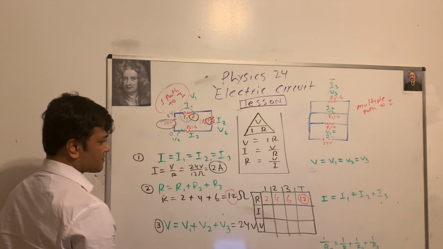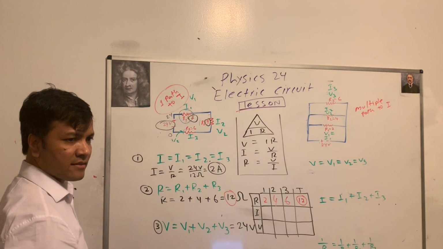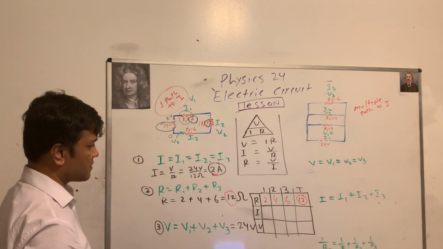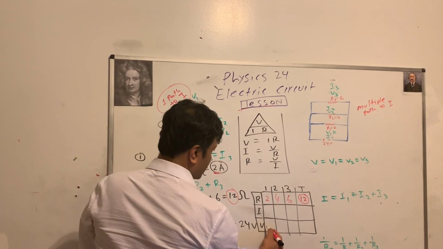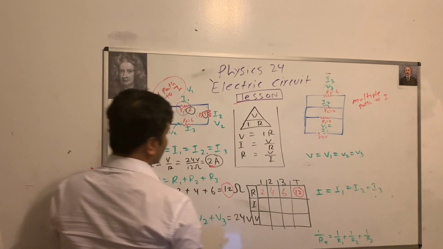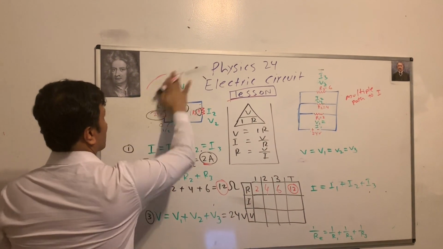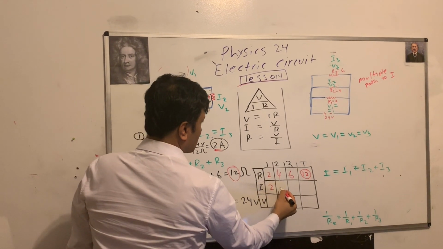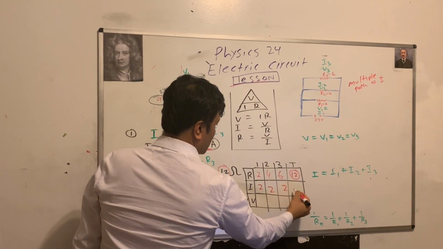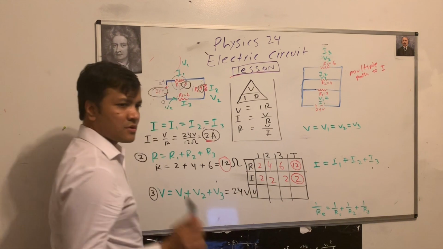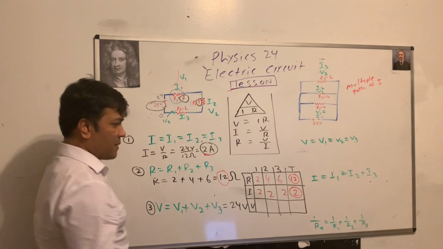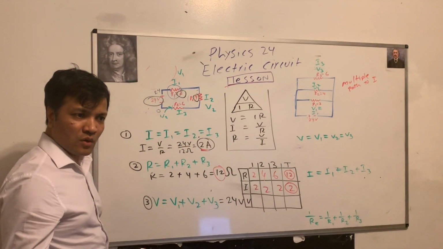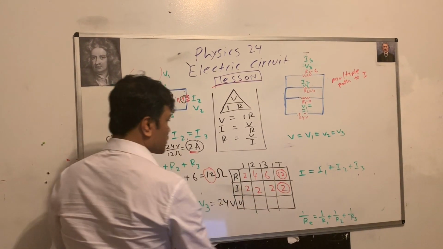Current. 24. Try again. Can we fill in the voltage first? Before voltage, we have to do current. What is the current? 2. So remember, this is a special type of math. 2 plus 2 plus 2 is equal to 2 by Ohm's law.